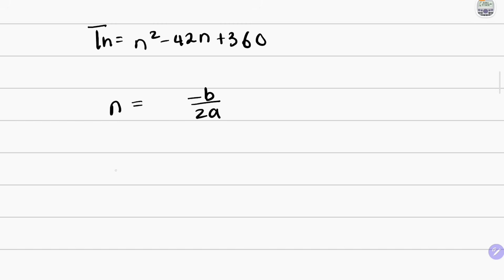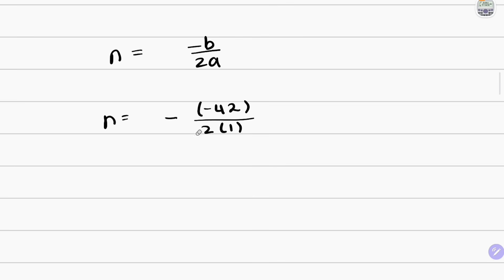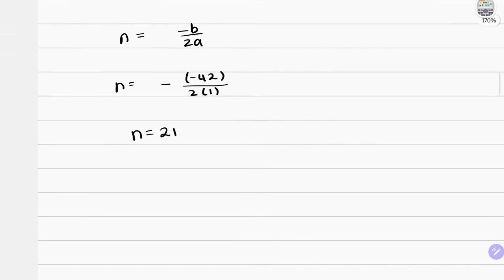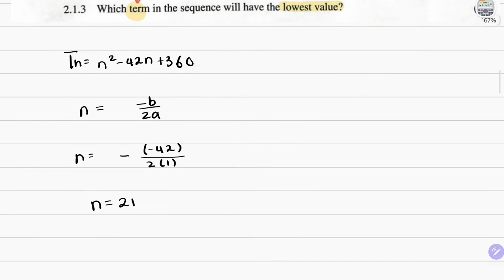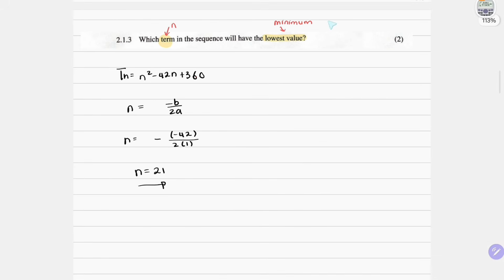Okay, so we use this equation, and we'll say n is equal to negative, and b is negative 42, over 2a, and that's 2 times 1. So that's going to be positive. So what is 42 divided by 2? That is 21. And there we go. That is where we have a minimum value, at n equals 21, and that is our answer.